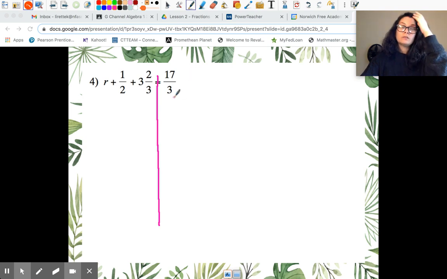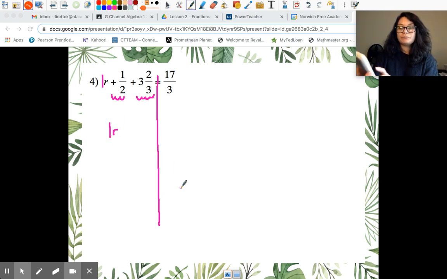So I'm going to look to see if I have any like terms. I have a 1r, so I've got a variable term, and then I've got a constant of 1/2 and a constant of 3 2/3. So I can combine these two. So I'm going to do that first. My 1r is just going to come down in the next step.